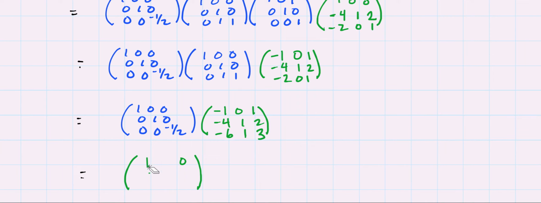So this is negative 1, 0, 1, negative 4, 1, 2, and then positive 3, negative 1/2, and then, so let me try to make this look better. So we said this was 3, negative 1/2, and negative 3/2. So I claim that this is the inverse.